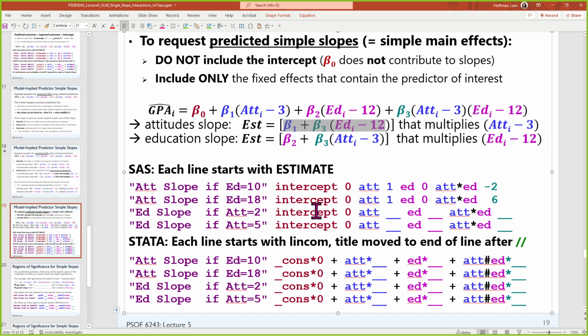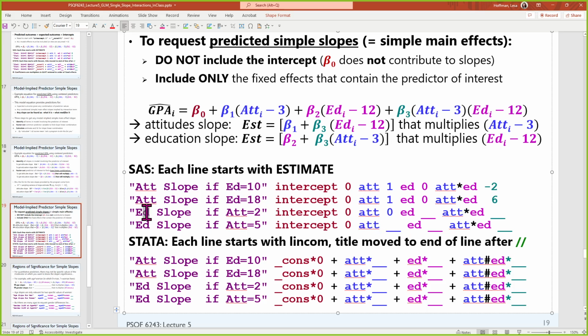Now, what if we go the other way? Let's say that I'm interested in the education slope and I want it for different amounts of attitudes. Now, these are my ingredients. Attitudes by itself refers to beta 1. Do I need any of those if I'm interested in the education slope? I do not.